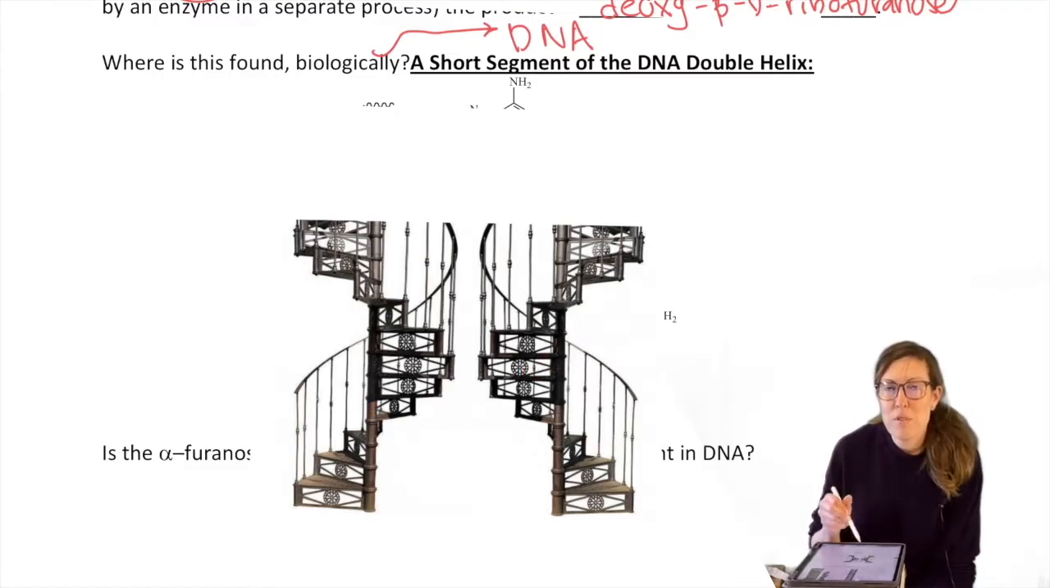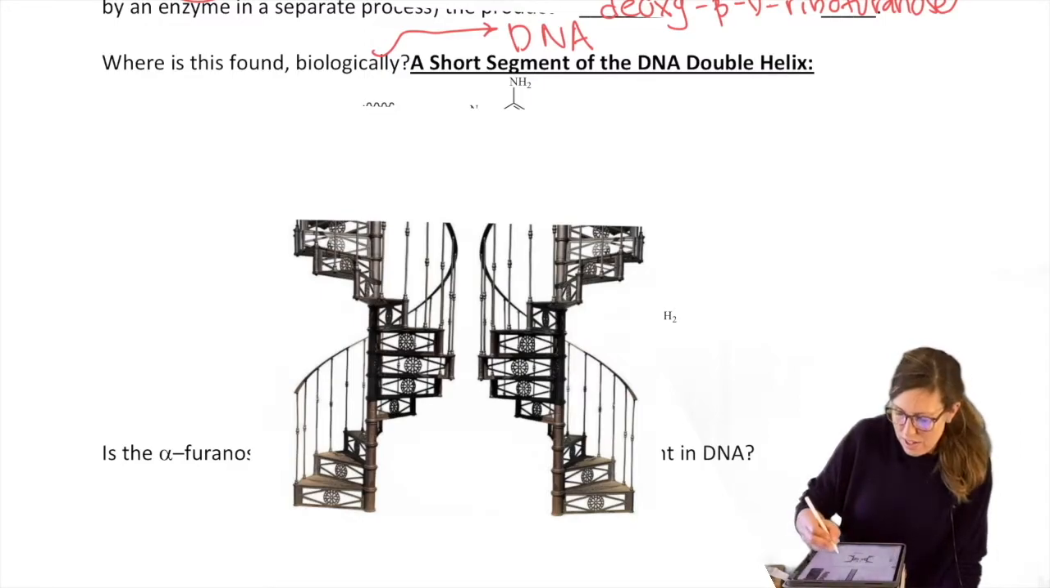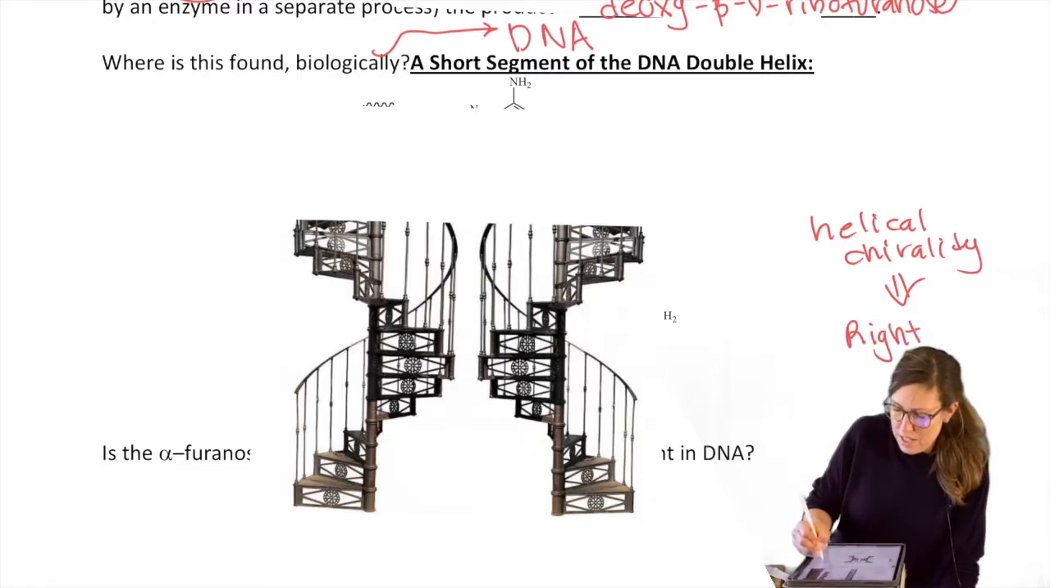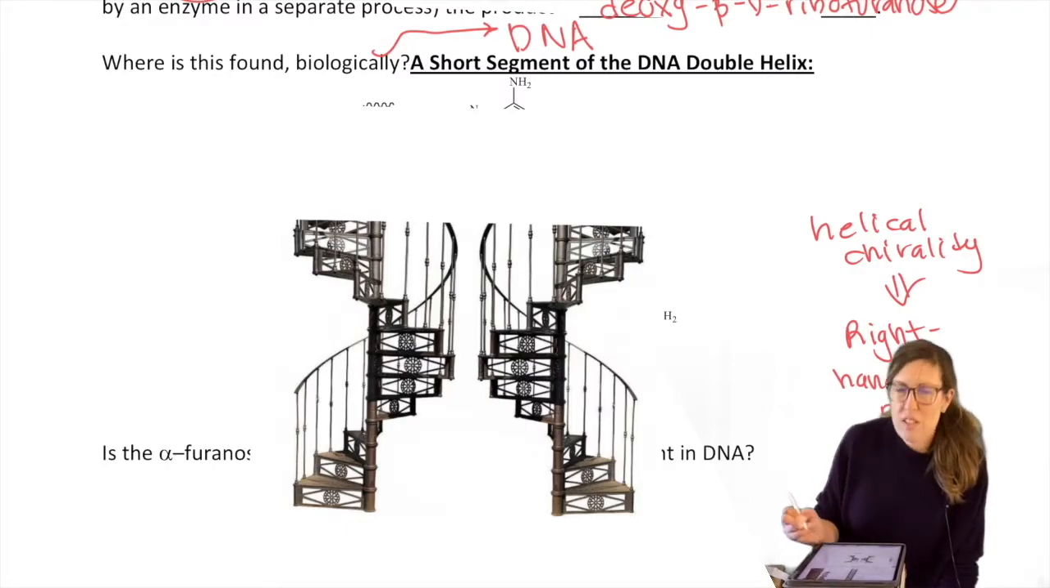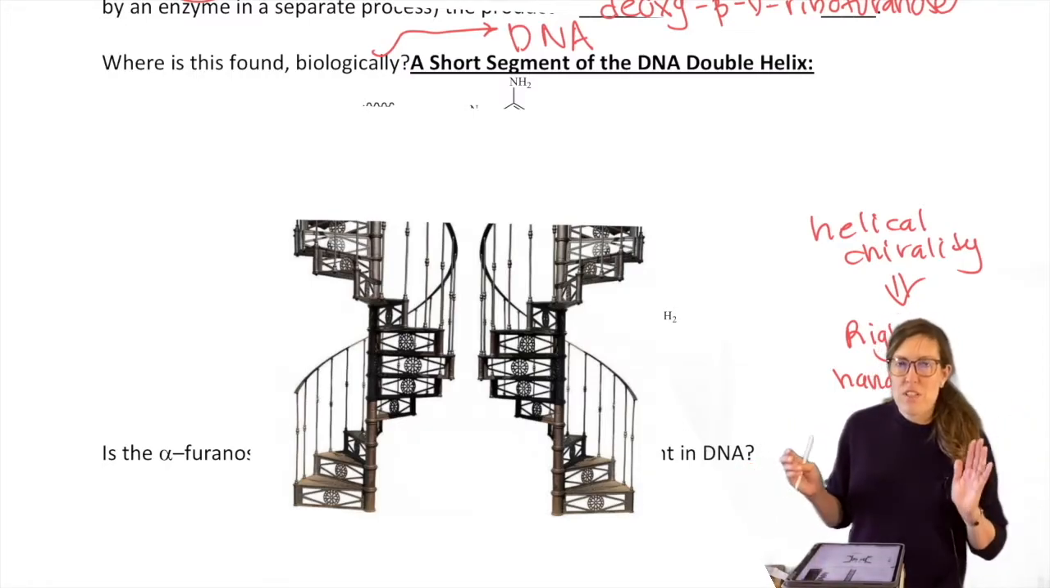So what is the descriptor for spiral enantiomers? We call that helical chirality. And with helical chirality, I'm just going to write that right here, helical chirality. So our body, as you could see from that snarky joke before, only uses right-handed DNA biologically. So it's not to say we can't make left-handed DNA. That's just not what occurs naturally.